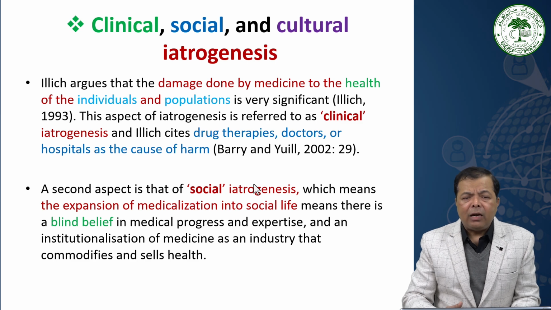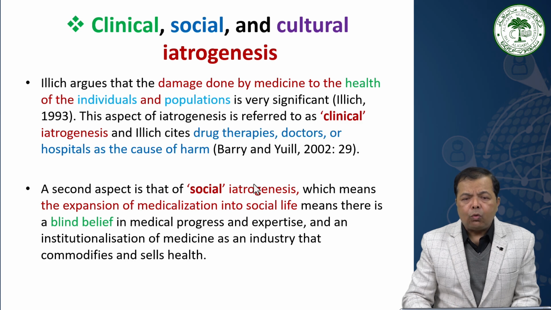So there is a blind belief in medical progress and expertise and an institutionalization of medicine as an industry that commodifies and sells health. So many things are mentioned here. I will try to make you understand each of these. So first thing is this, that there is a blind belief in the medical progress and expertise, and this belief is basically operating in the social milieu. And that is why the term social iatrogenesis.